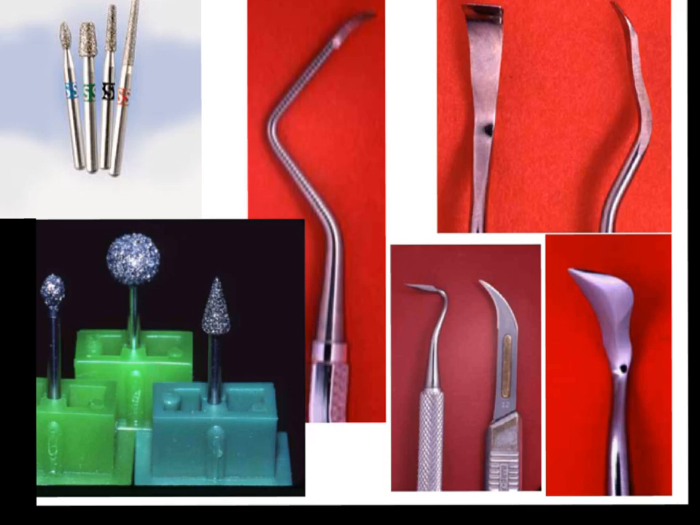As you see here, this is a blade number 12, and this is a Kirkland periodontal knife. This is an Orban periodontal knife. This is surgical hoe, and this is a curette. Well, these are diamond burs used for reshaping in case of gingivoplasty.